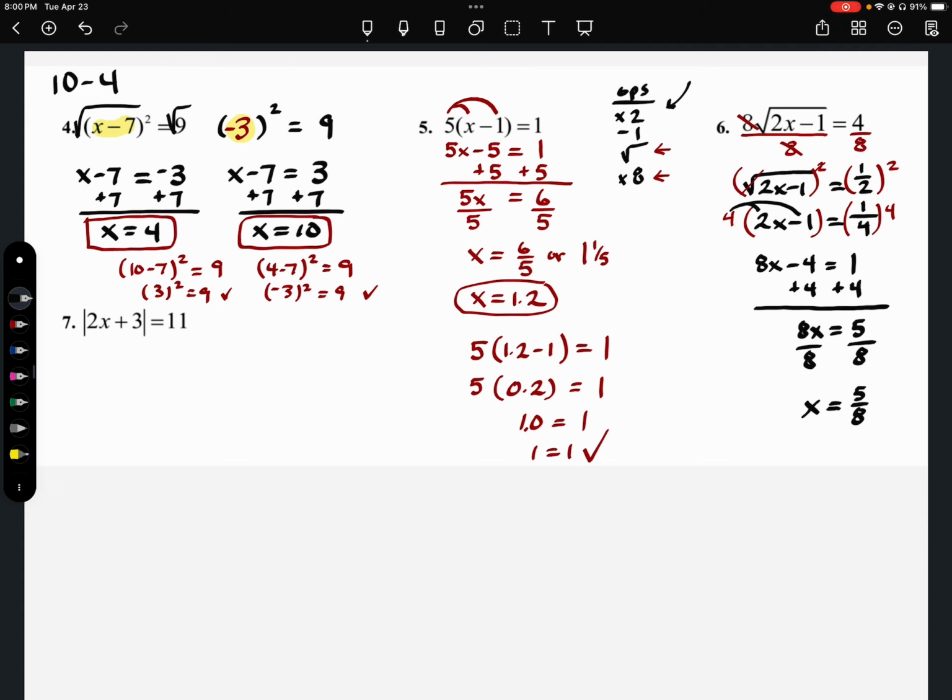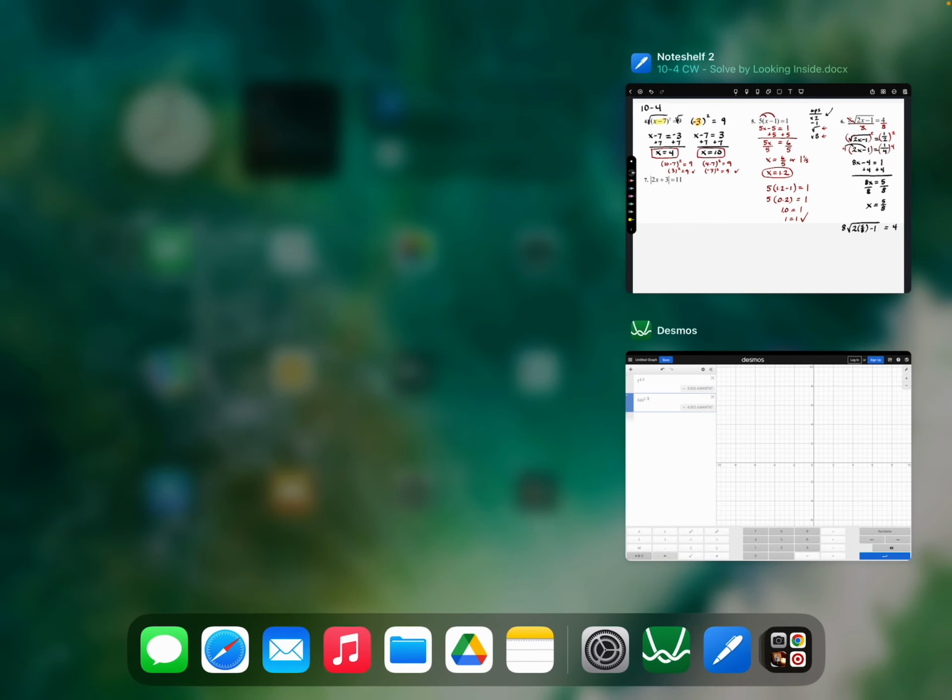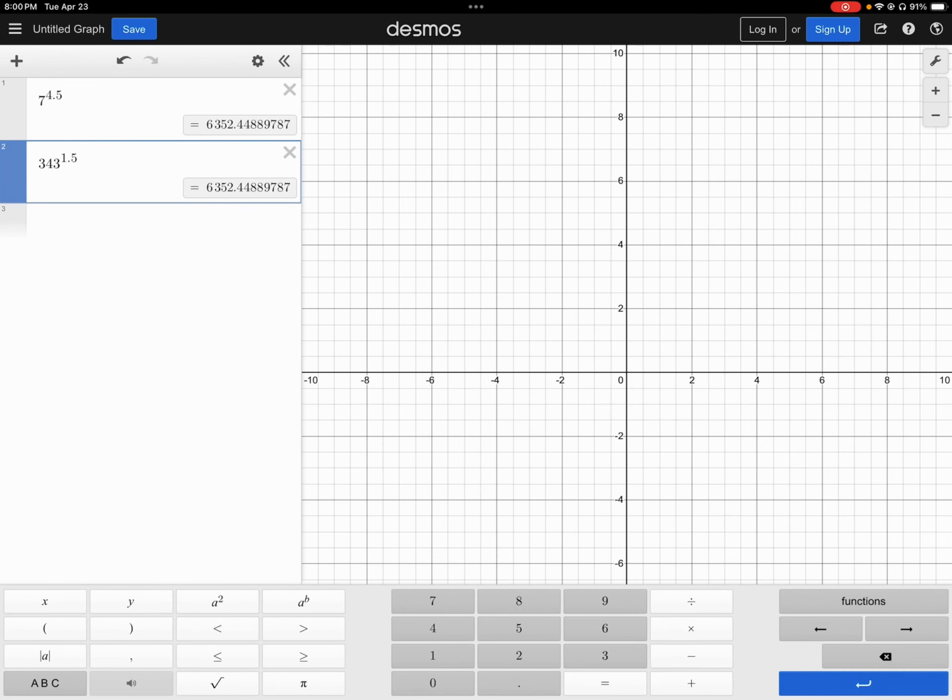Okay, so checking this one here, we've got 8 times the square root of 2 times 5/8 minus 1, that's all inside the square root, and that should equal 4. So this might be a good one to check in Desmos, because it's just a little bit longer and more complicated. So let's just go ahead and do that. Open up your calculator, and we'll clear out what we have in there.